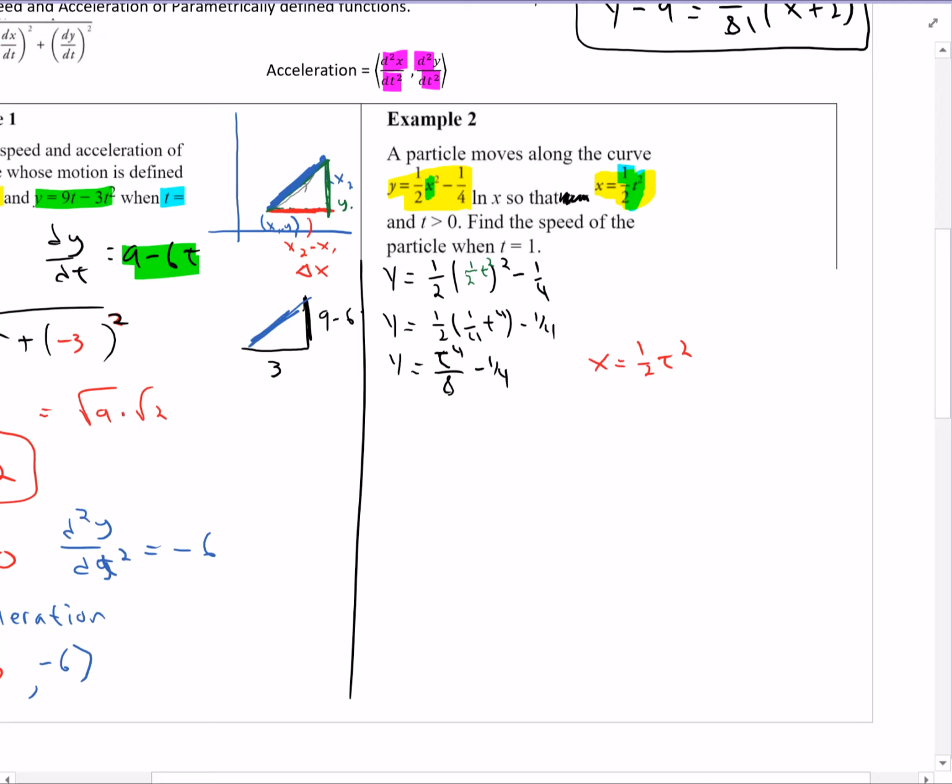Now we want to know the speed of the particle when t equals 1. So we're going to plug in 1 in both equations. y equals 1 to the 4th over 8 minus 1/4, and the x piece is going to be 1/2. Let's clean this up. It's 1/8 minus 1/4. 1/4 is 2/8, so this is going to give us negative 1/8.